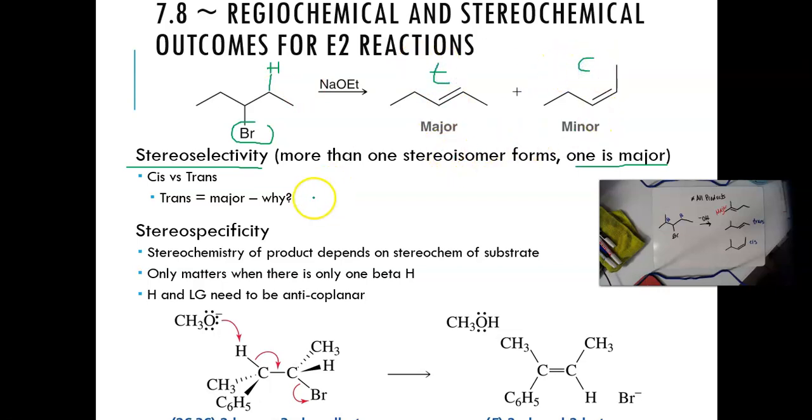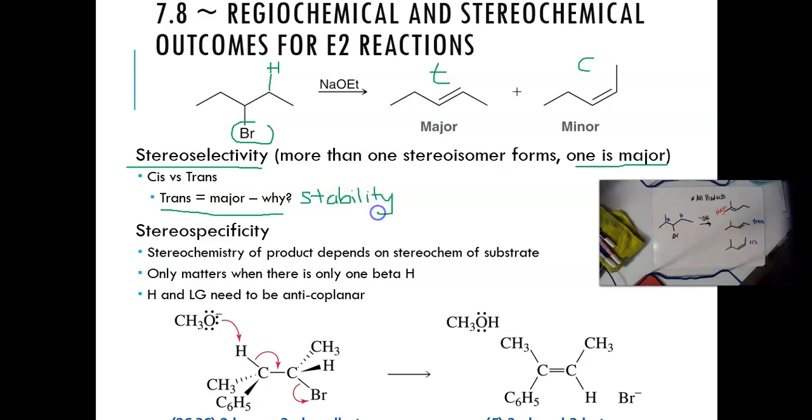The trans is going to be the major one because a trans double bond is more stable than a cis, and a lot of that has to do with steric hindrance. So this is a stability issue, and I do talk about this in our first video.